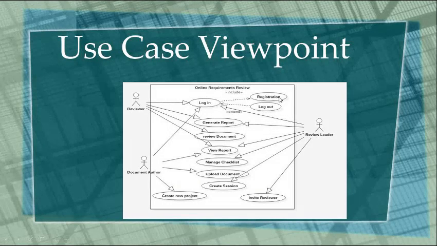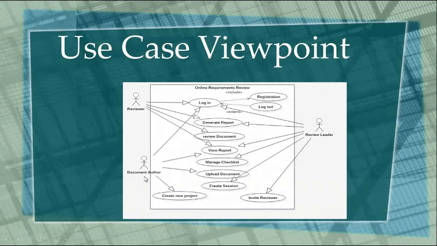Within this system, we come up with the actors, those who interact with the system, and the services or use cases. We have three actors, which are the reviewer, document author, and review leader, and we have 11 services which are provided to these three users or actors. First, each of these actors should be registered to the system in order to interact with the system.